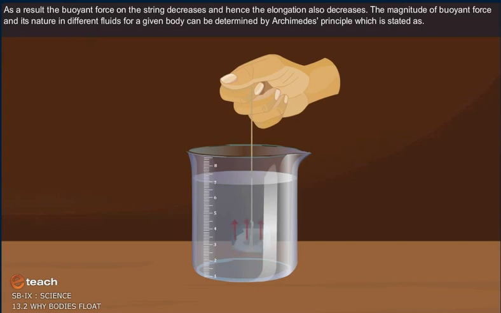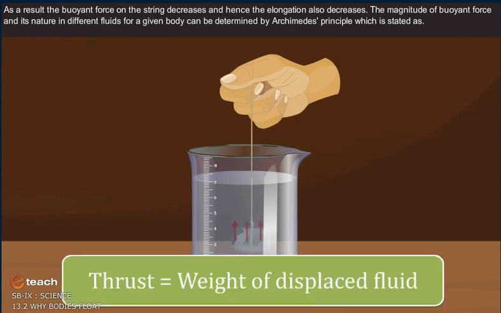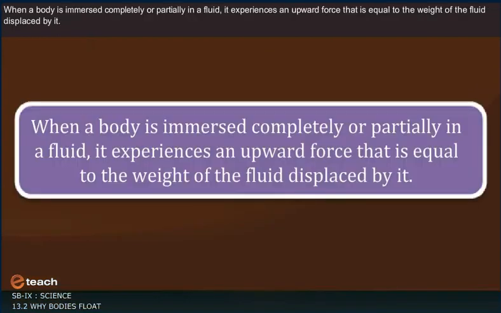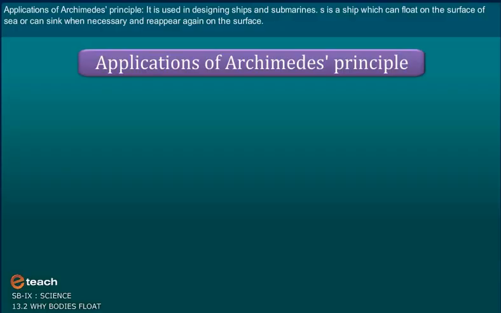The magnitude of buoyant force and its nature in different fluids for a given body can be determined by Archimedes' principle, which is stated as: when a body is immersed completely or partially in a fluid, it experiences an upward force that is equal to the weight of the fluid displaced by it.